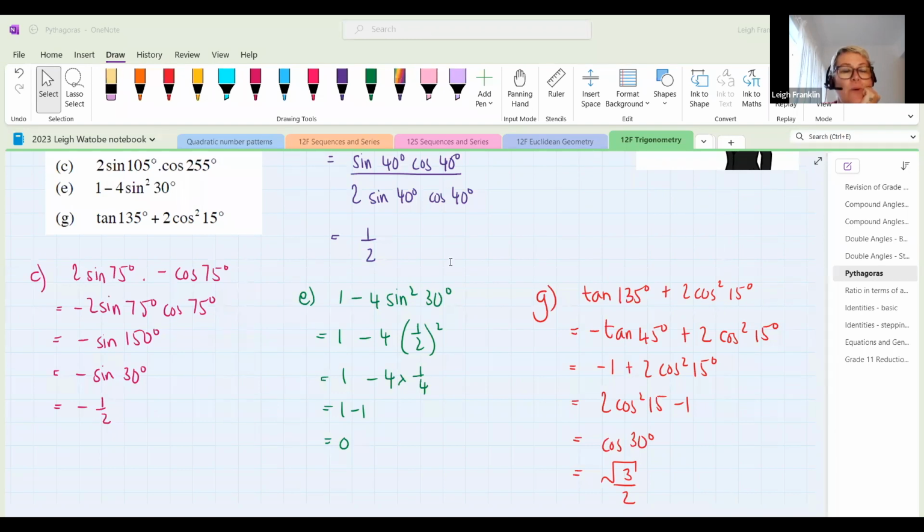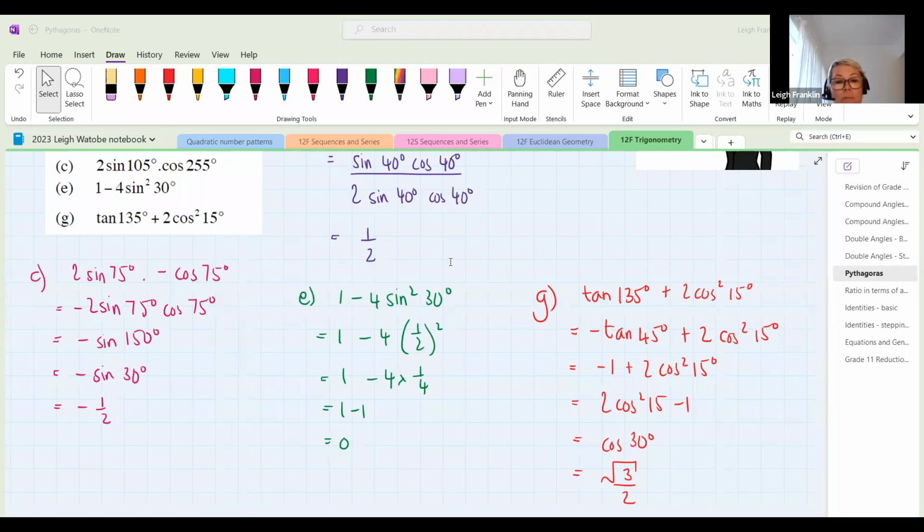Okay. Question E is one of those sorts of questions, in my opinion, and again, it's just my opinion, that's so easy, it's difficult. There's really nothing that you can do here. There's no identity that you can apply or anything like that. The only thing that you can do is sub in for sine 30.